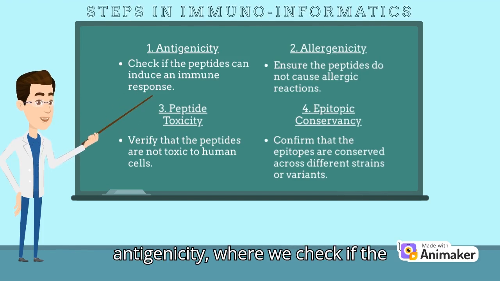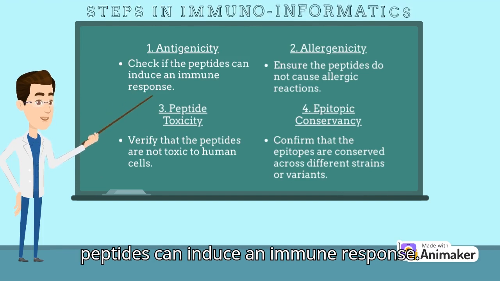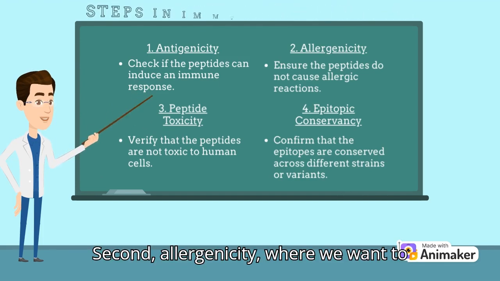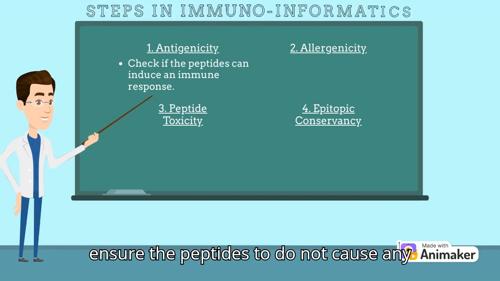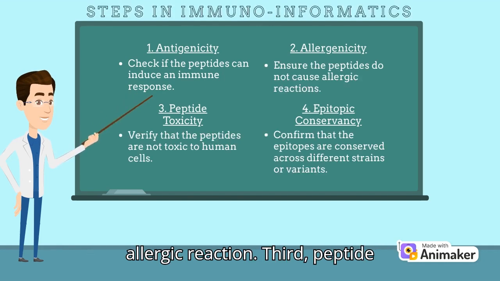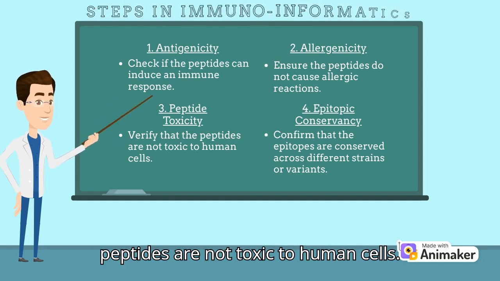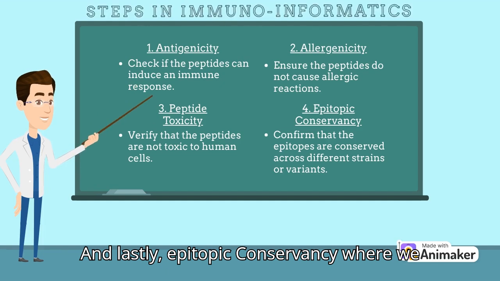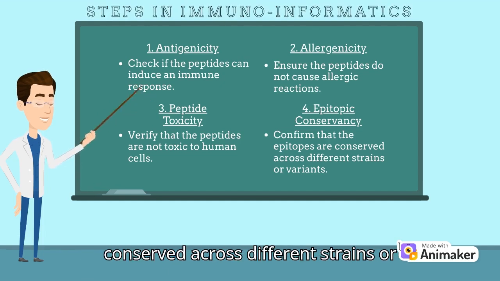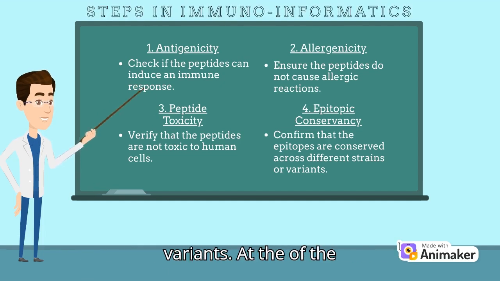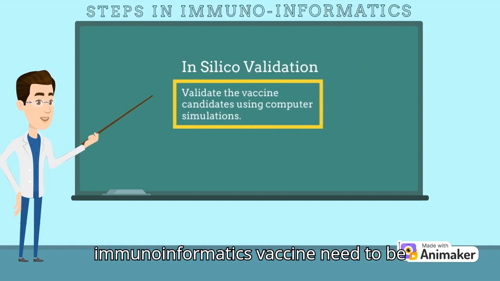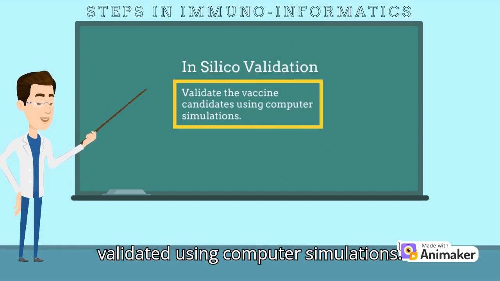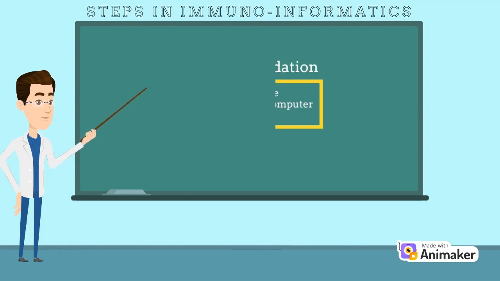First, antigenicity, where we check if the peptides can induce an immune response. Second, allergenicity, where we want to ensure the peptides do not cause any allergic reaction. Third, peptide toxicity, where we want to verify the peptides are not toxic to human cells. And lastly, epitopic conservancy, where we want to confirm the epitopes are conserved across different strains or variants. At the end of the immunoinformatics, the vaccine needs to be validated using computer simulations.